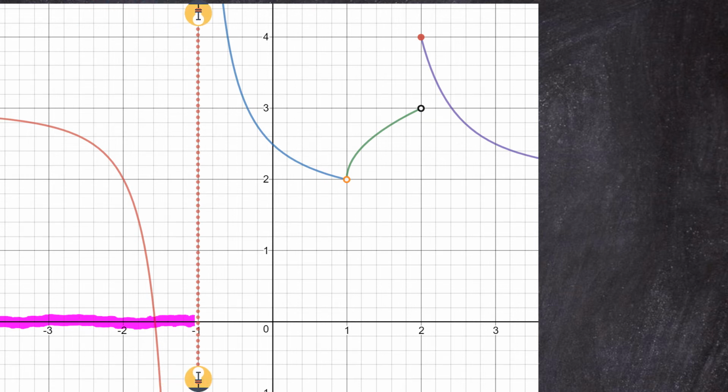At -1 itself, we don't have a function to cast a shadow from above or below, so there's an open circle there. From -1 all the way up to +1, you can see if you have a light shining from above, it will cast a shadow onto the horizontal axis. However, at 1 itself, light shining from above or below will not cast a shadow onto the axis, so I'll create a little hole on the horizontal axis right there.